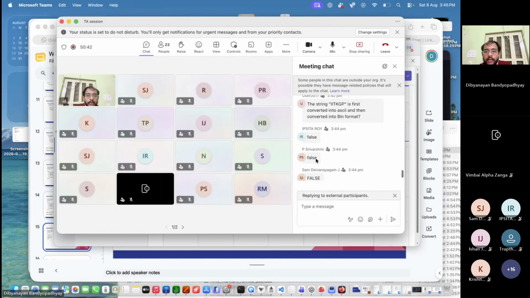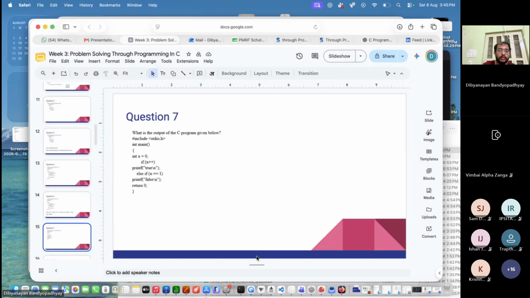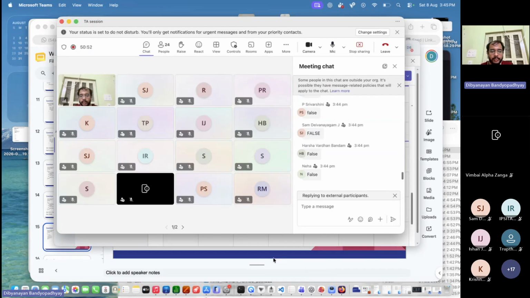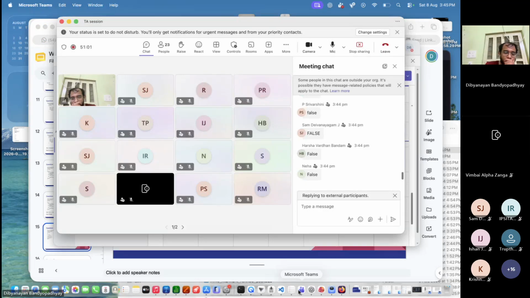False. Okay. Good. Why is it false? Can anybody explain? Why not true? It seems like it is true actually. You guys can also write in the chat box if you don't want to speak.